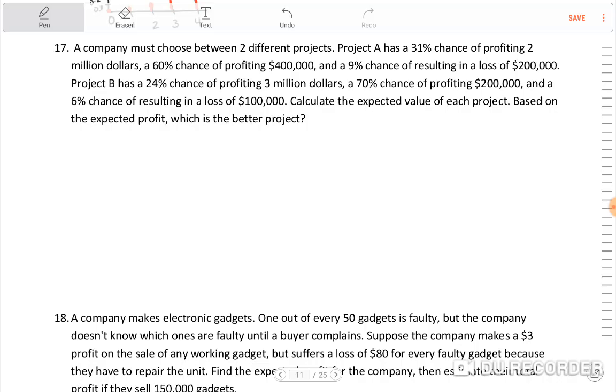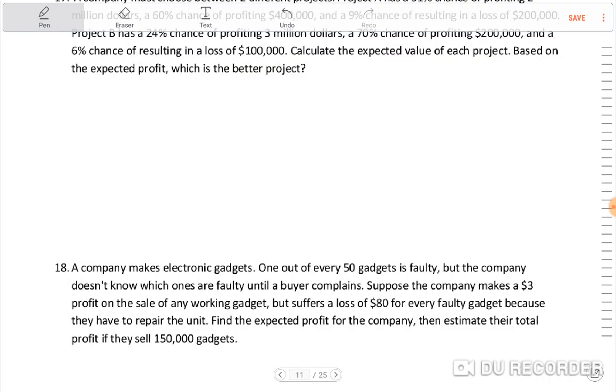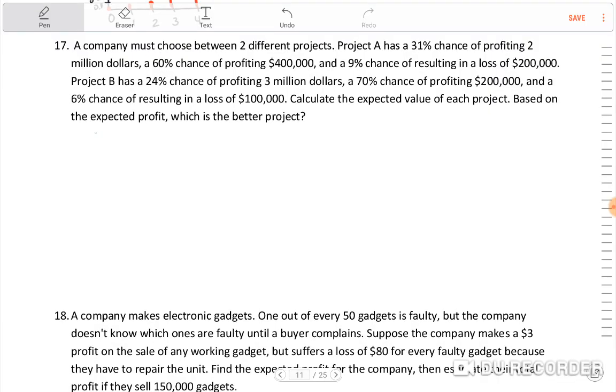Okay, so to calculate the expected profit, we need to set up a probability distribution here. So I'm going to put my x over here, which is going to be the value. Actually, let me call this Project A. Sorry, that looks a little bit sloppy. Project A. And then my x here is going to be the value, and then the probability is going to be over here.